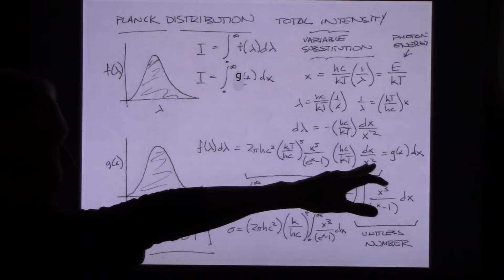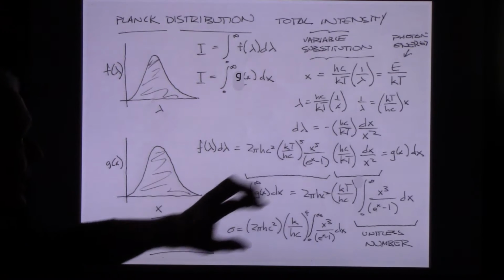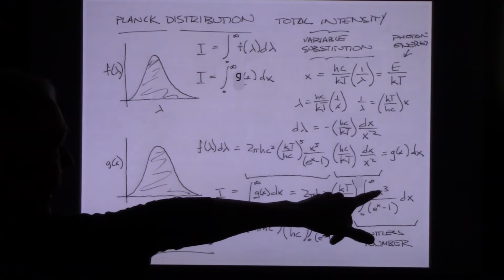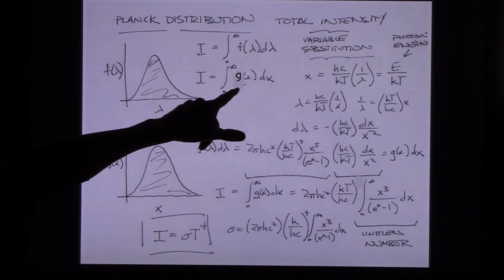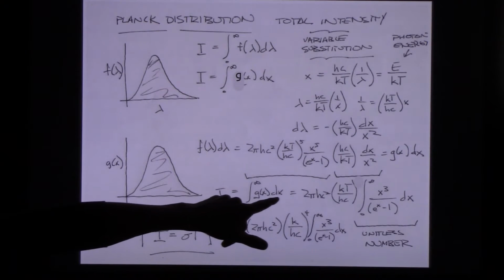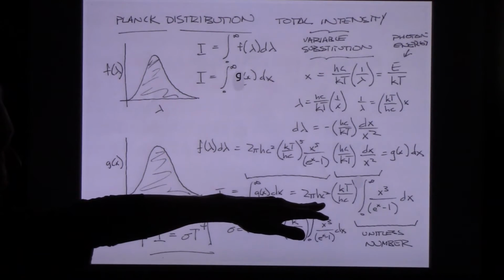So I had 2 factors of x here. I had 5 factors of x here. Those are going to cancel down to 3 factors of x. So I'm going to carry out this integration, this one right here, and I'm getting a g(x) dx. Here's a bunch of constants.